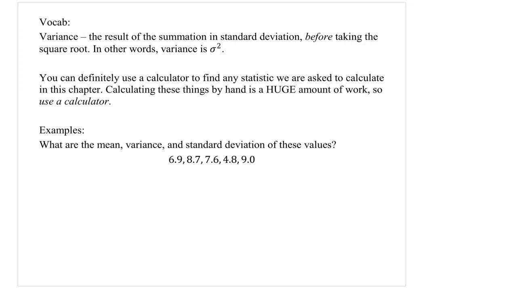So the variance is the result of the summation and standard deviation, before you take the square root. In other words, the variance is sigma squared. If I were to find the standard deviation on my calculator, then all I really have to do is take that standard deviation and square it, and I'll have the variance. So it's just another measure that describes what's going on in the data, and we just have to be able to use it here.